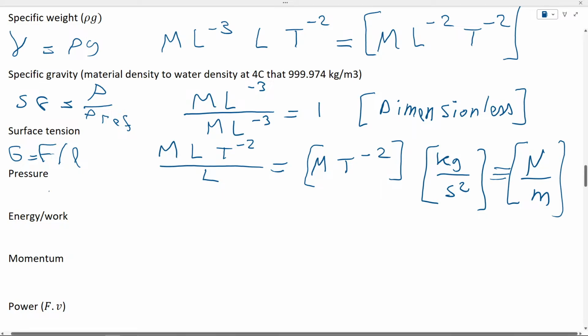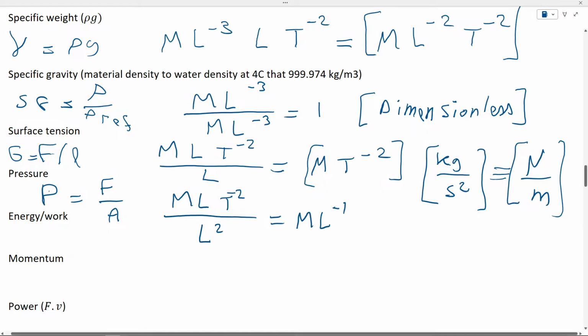Pressure is usually given by either capital P or small p. Pressure is force over area. So what is the dimension of this? The dimension of force is M L T^-2, over area, that's L square. So that will give us M L^-1 T^-2.